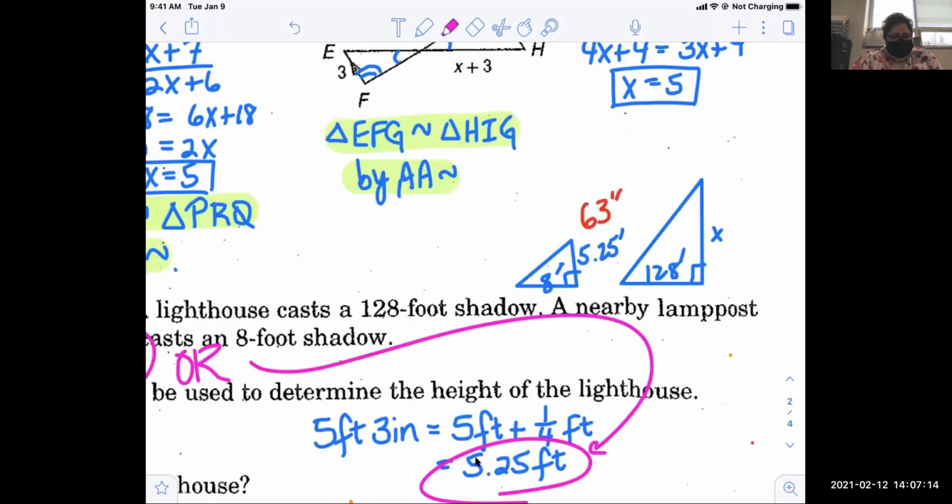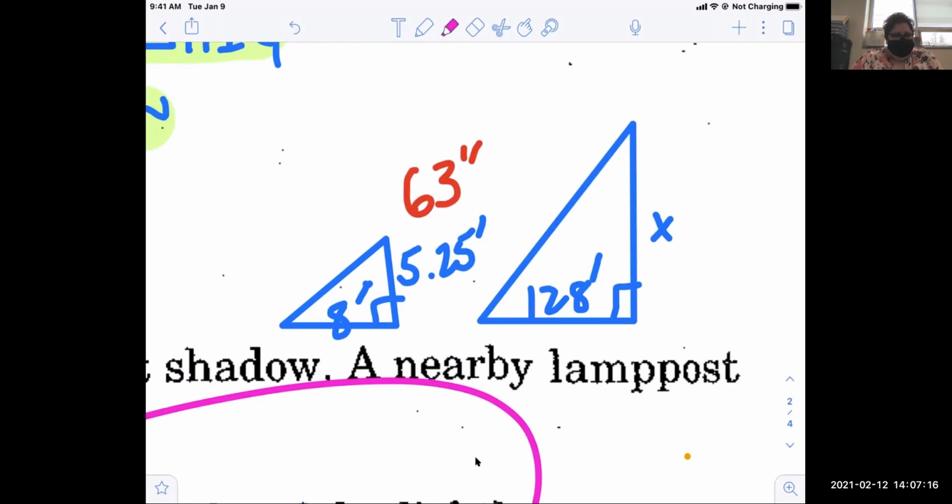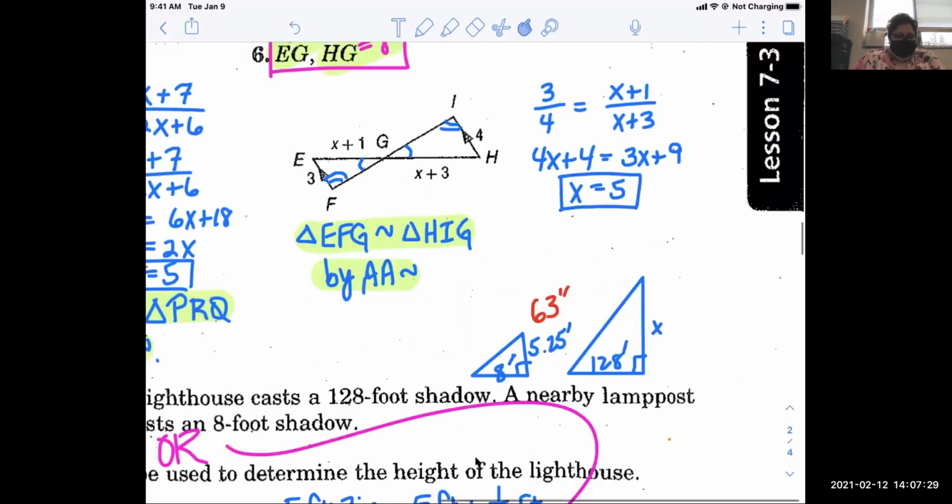Okay, here's the picture that would go with that. So your proportion needs to be something like that over that equals this over this, or 128 over 8 is x over whatever you use for that one. Okay. Any other questions on page 2?